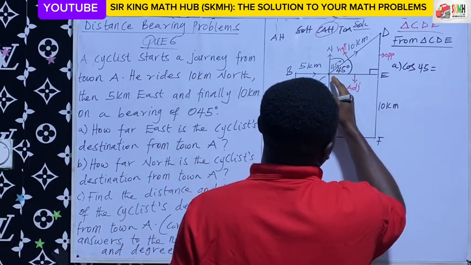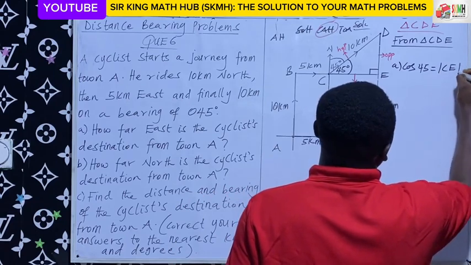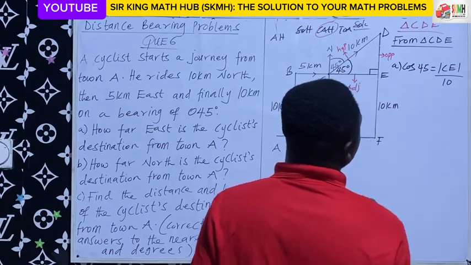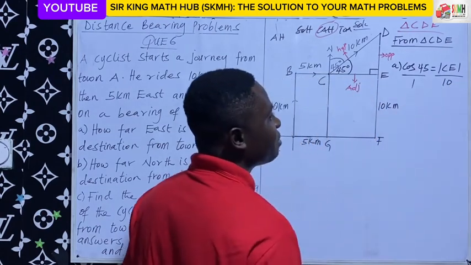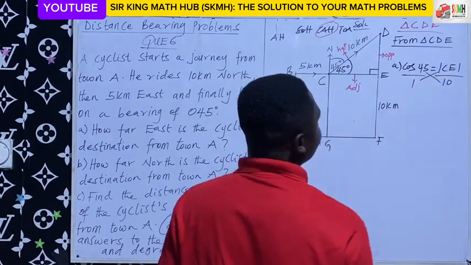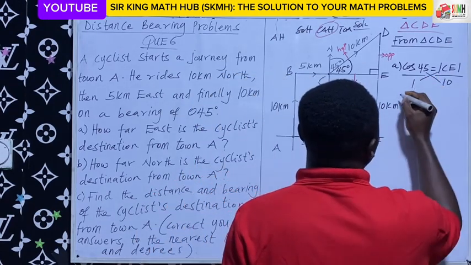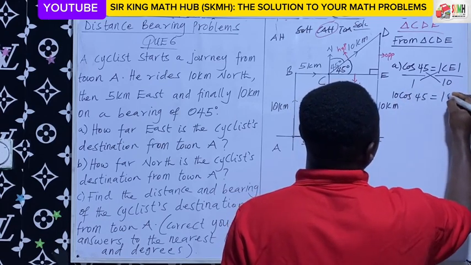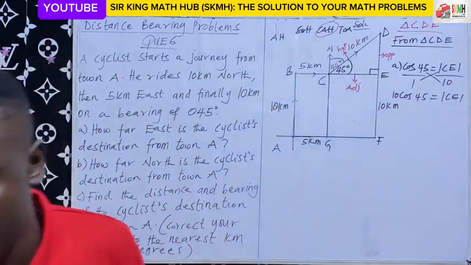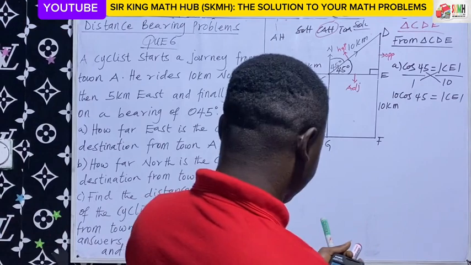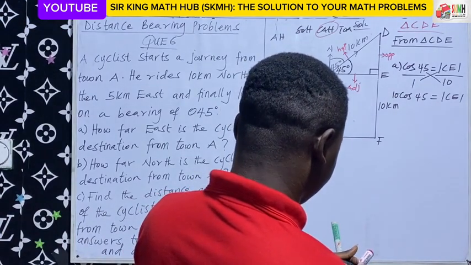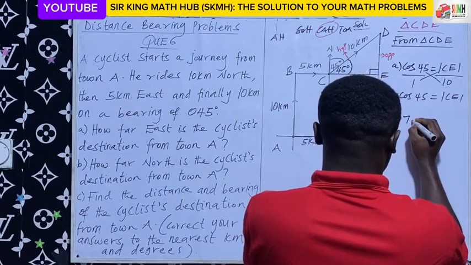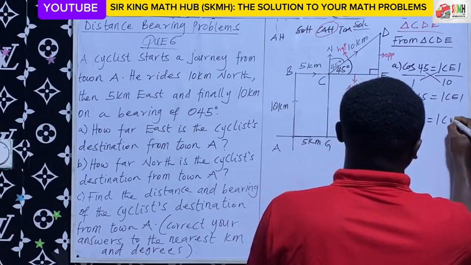So I'm naming the adjacent as line CE, divided by the length of the hypotenuse, which measures 10 kilometers. So cos 45 is the same as cos 45 on 1. We can cross multiply: 10 times cos 45, so 10 cos 45, and then 1 times C, that should give us C. So from our calculator, what is 10 cos 45? To 4 decimal places, 7.0712 is equal to CE.